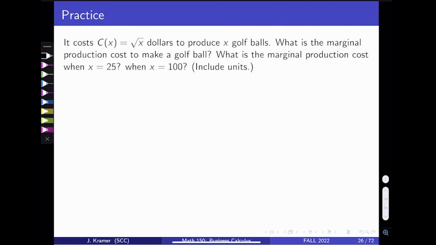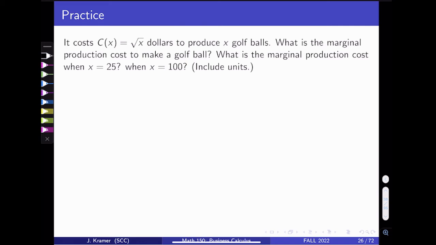It costs the square root of x dollars to produce x golf balls. What is the marginal production cost to make a golf ball? What is the marginal production cost when x equals 25 and when x equals 100? So the first question is just x golf balls. Then we want to evaluate our derivative at 25 and 100, and we want to make sure to include units.